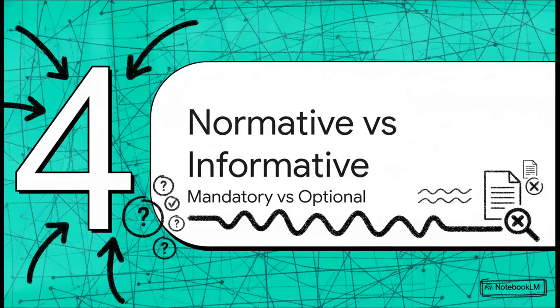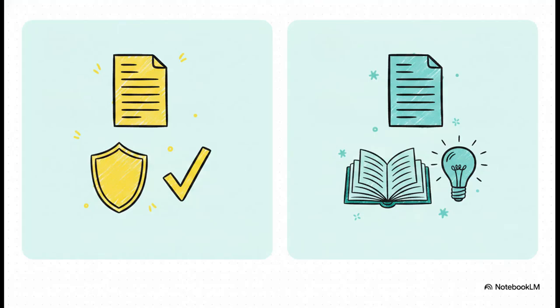All right, Section 4, normative versus informative, the mandatory versus the optional. Okay, so if some external documents are absolutely mandatory, what about all the others mentioned in the standard? We've got to draw a really clear line here. On one side, we have our normative references from Clause 2. Those are the mandatory documents that form strict requirements for compliance. But on the other side, we have the bibliography, which hangs out in the informative annexes at the very end of the document. These are completely optional. They're just supplementary documents listed to give you some extra context.